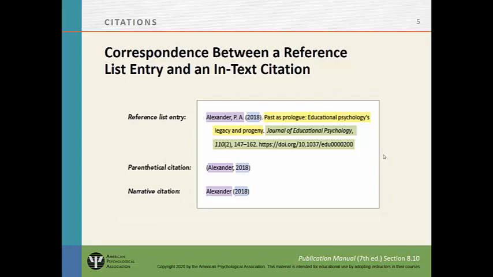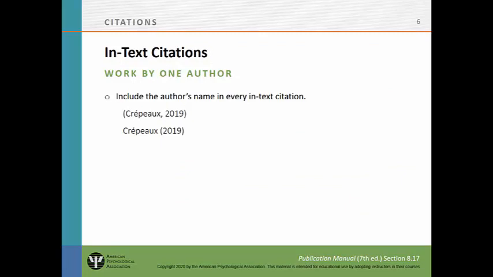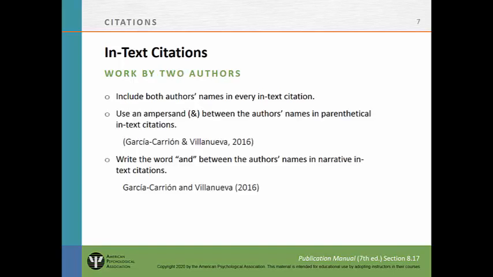And so you don't need to have anything from the yellow or the green in your in-text citations. If you have one author, then you use the author's name in every in-text citation. You see the example for the parenthetical citation where Crepeau's name is inside the parentheses. For the narrative citation, we put the author's name outside and the date in parentheses. If a work has two or more authors, then you include both authors' names in every in-text citation.